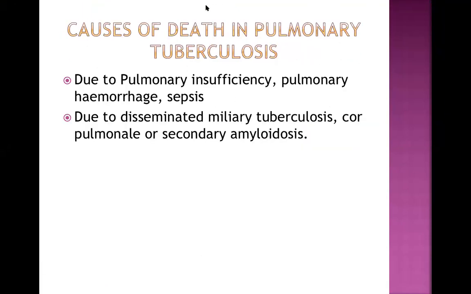Now, we are coming towards the end of this pulmonary tuberculosis discussion. What are the causes of death in pulmonary TB? Death may be due to pulmonary insufficiency, meaning pulmonary failure. Lungs are badly damaged and cannot do their function. Pulmonary hemorrhage, massive hemoptysis may happen, and sepsis because of additional infection. Sometimes death may occur because of disseminated miliary TB, cor pulmonale, or secondary amyloidosis as well. So if you do not treat, tuberculosis can lead to death.